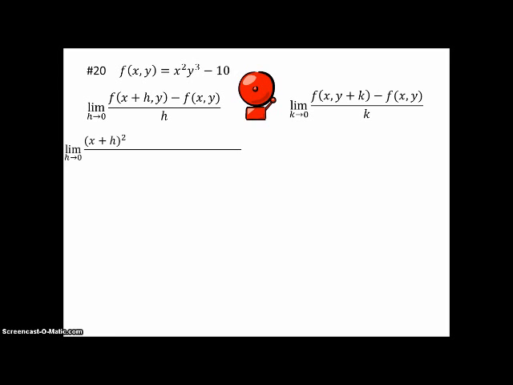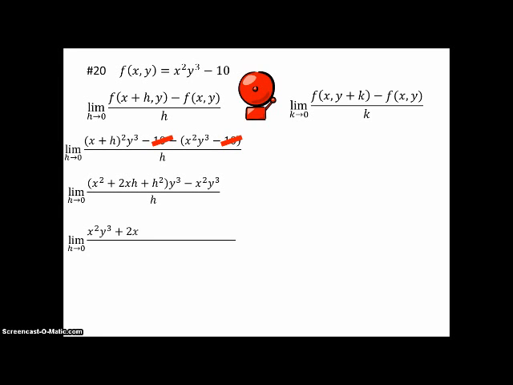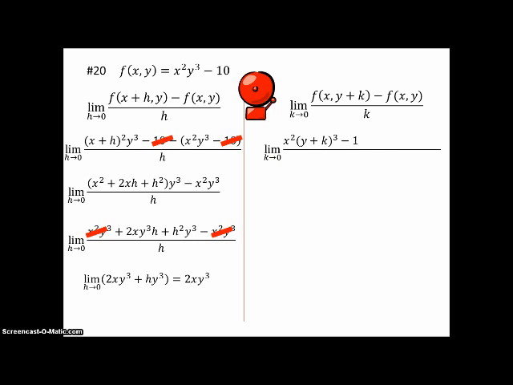So let's look at the first one. F of x plus h comma y means you replace x in the original expression with x plus h, and then you simplify it. So the 10s cancel, and then we can multiply out the square, and then we can distribute the y cubed, and then the x squared y cubeds cancel, and now we can divide by h, and that gives us 2xy cubed plus hy cubed, and since h goes to 0, the second term goes to 0, and we're left with 2xy cubed.